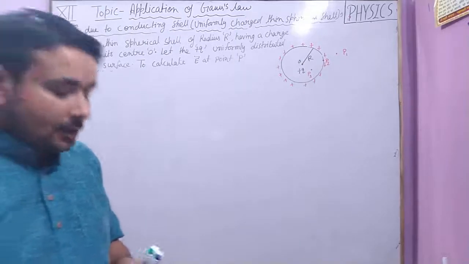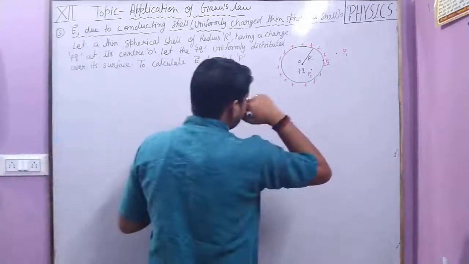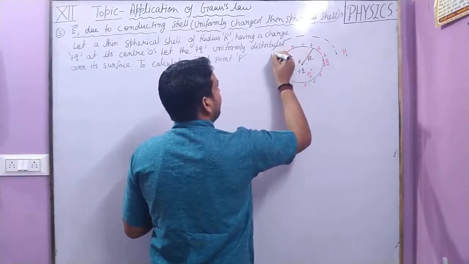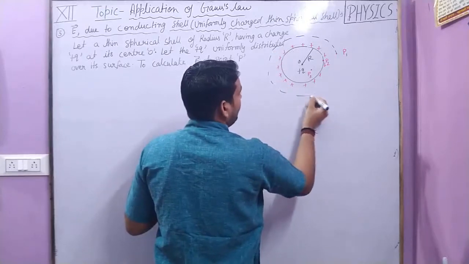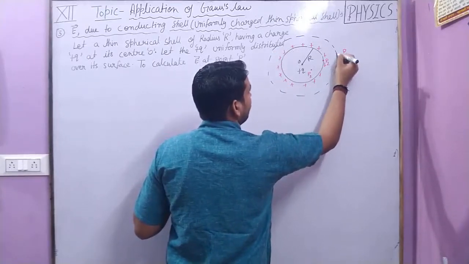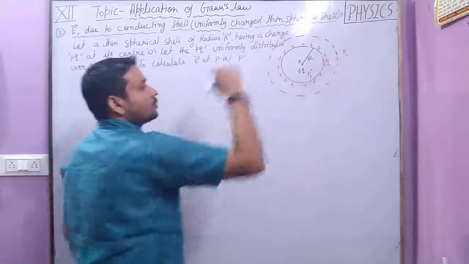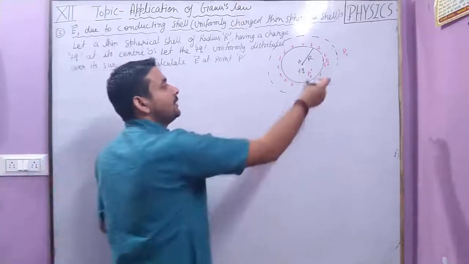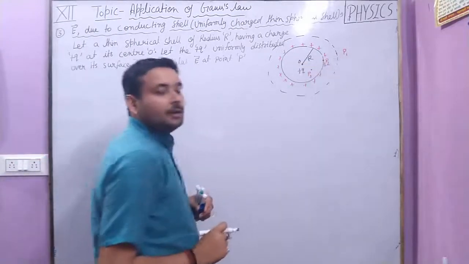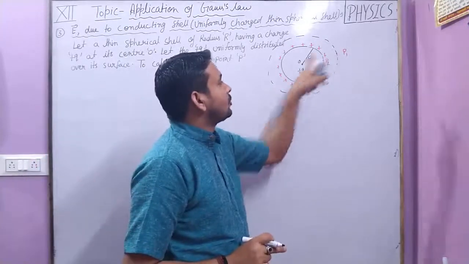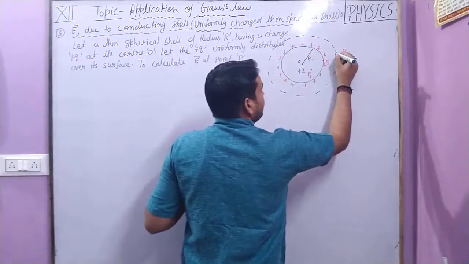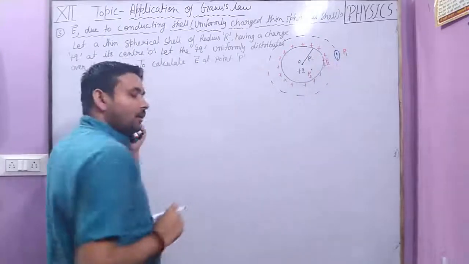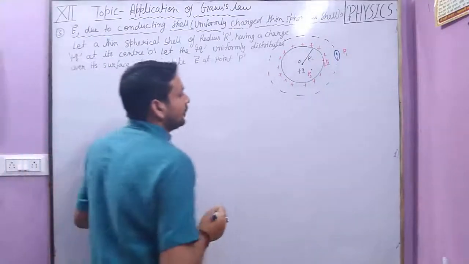So first we discuss P1. For this P1 we consider a spherical Gaussian surface whose center is the same as the given cell, which means we consider a concentric spherical Gaussian surface for which the point P lies on the Gaussian surface.